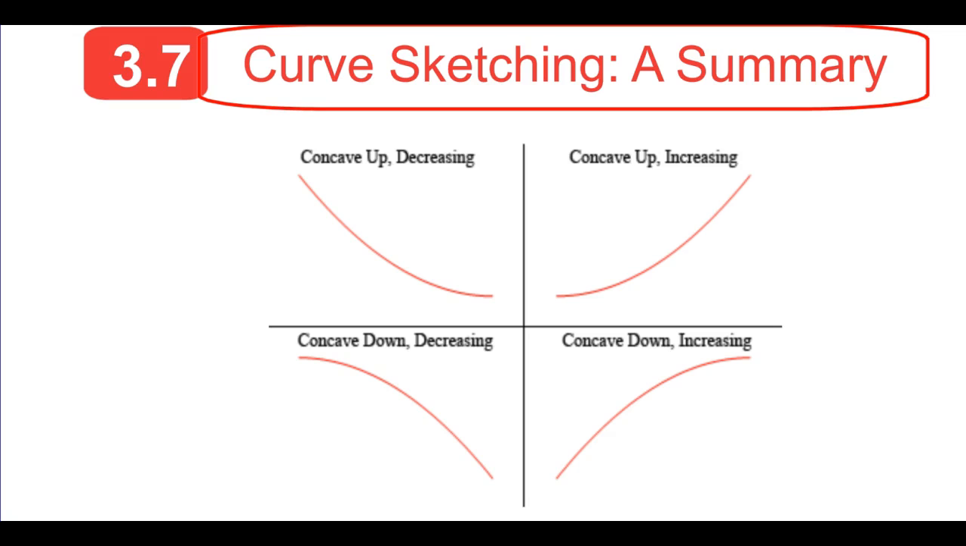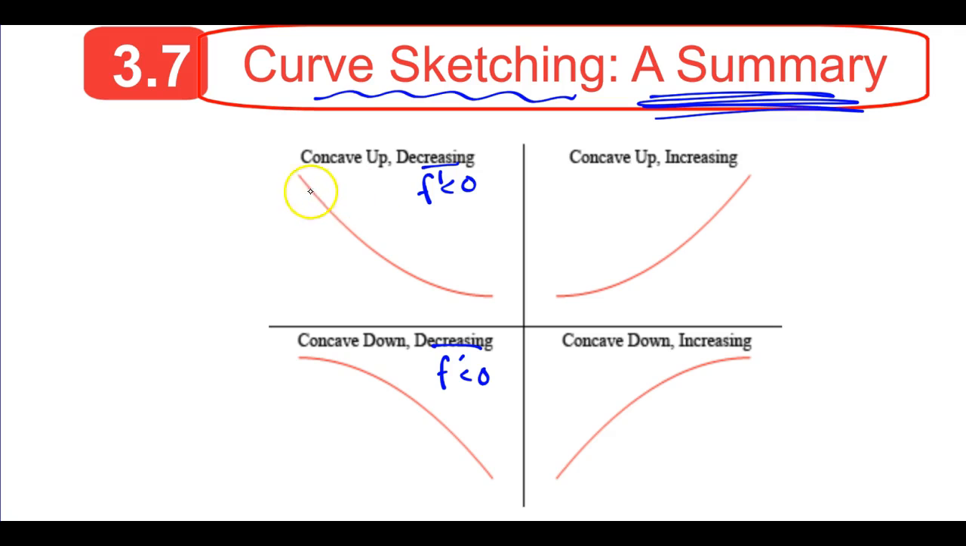And today we're going to put everything together and learn how to sketch a curve using all of the techniques that we've looked at so far. So remember, if the first derivative is less than 0, then it's decreasing. And here's another decreasing example. However, this is concave up, so that's the second derivative, and if it's concave up, it's greater than 0.